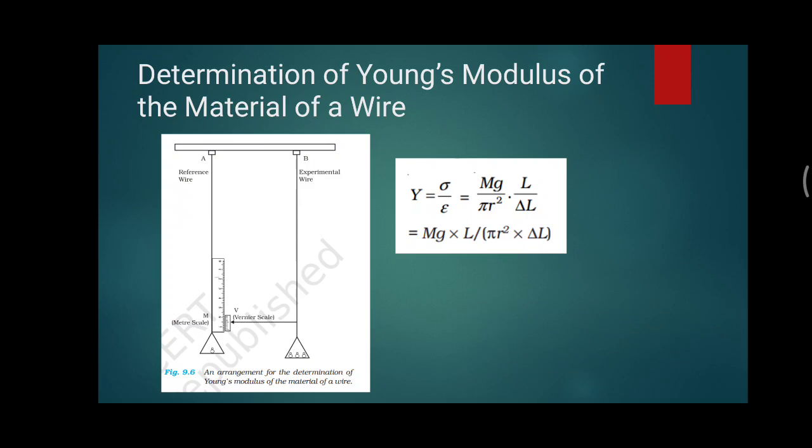Let us consider B as the wire, and there will be another wire for reference. The elongation that happens will be measured with the help of the vernier scale which is attached with the wires. Here we are suspending the mass on wire B. That will act as the deforming force.